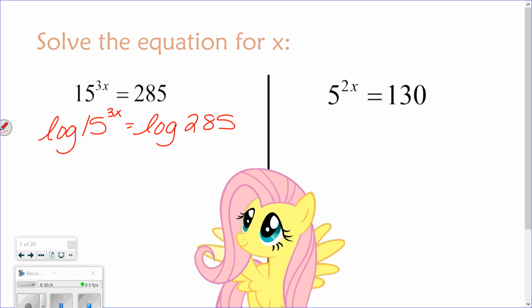First thing you want to do, if you can't do anything else, you take the log of both sides. It's got to be fair. If I do it to one side, I have to do it to the other side. And then my properties are going to allow me to do what with my exponent? Move it to the front. So this exponent's going to come out in front. So 3x log of 15 equals log of 285.